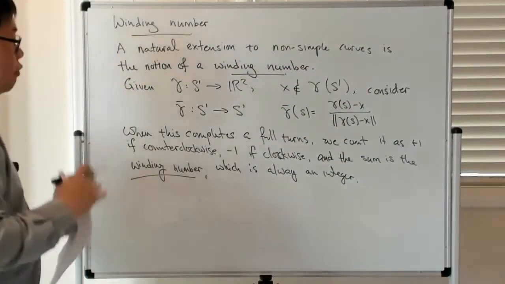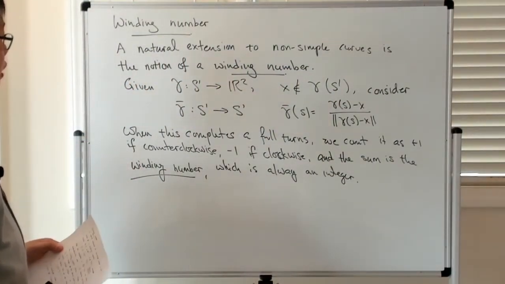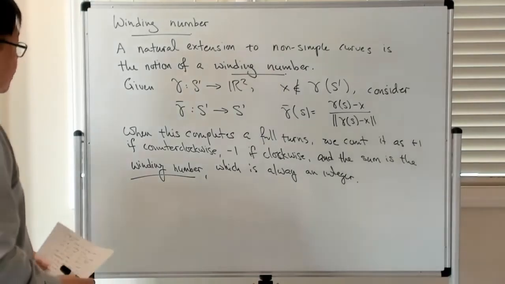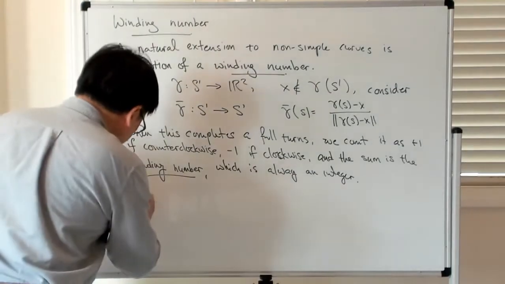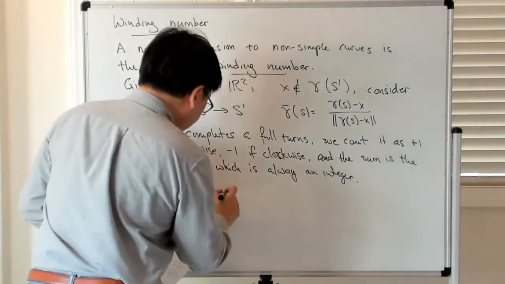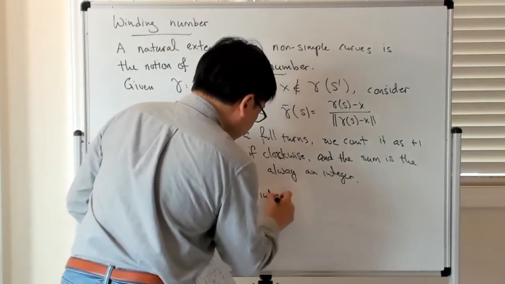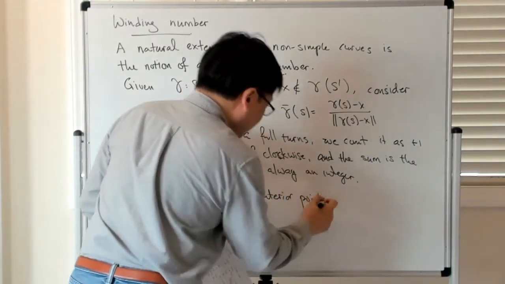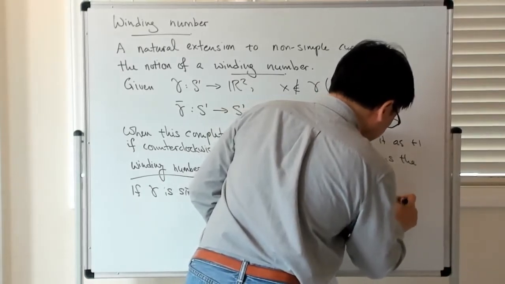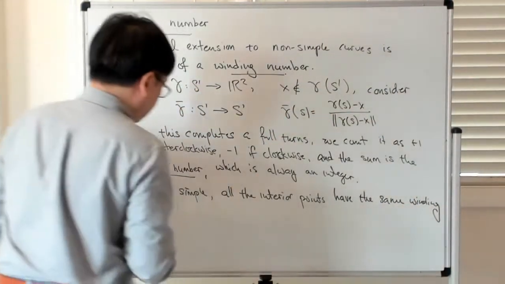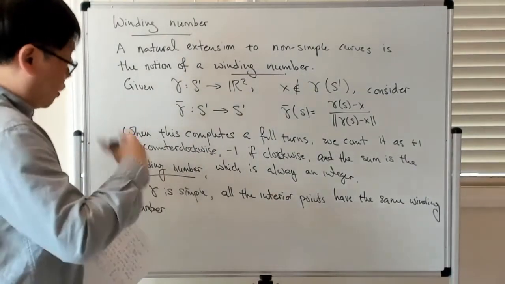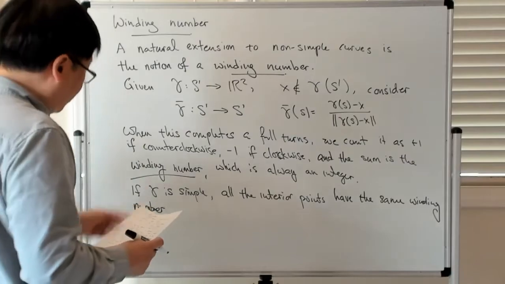So you might ask, what happens in the special case where the closed curve is simple, and how does it relate to this idea of interior versus exterior, which comes from the Jordan curve theorem? So if gamma is simple, then all the interior points have the same winding number. And that number is either going to be plus or minus 1, depending essentially on the orientation of gamma of the S1.